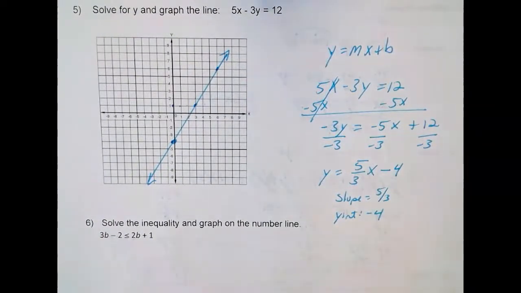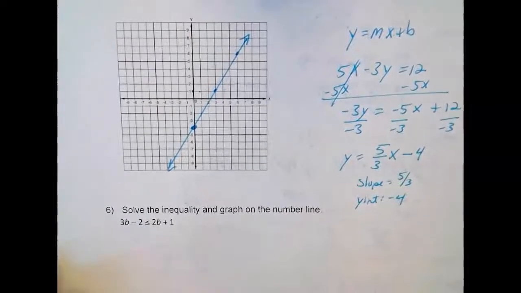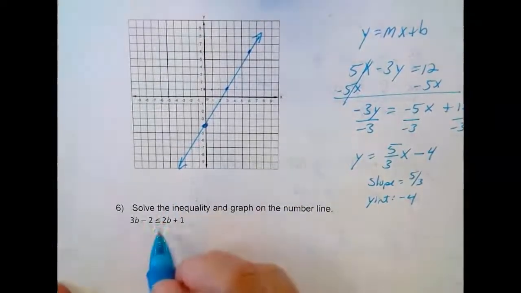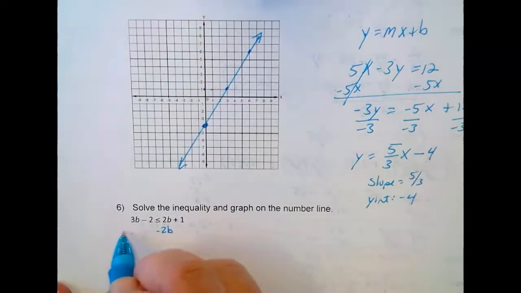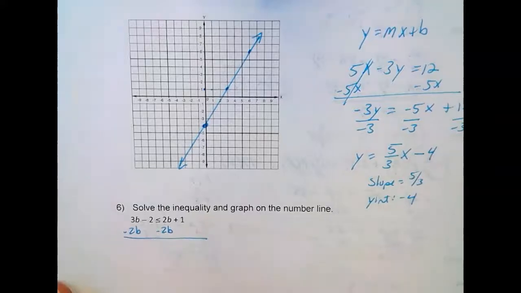Number 6, solving inequalities. We want to get the b's on the same side, so I'm going to subtract 2b from both sides. B minus 2 is less than or equal to 1. Then I'm going to add 2 to both sides and get b is less than or equal to 3. And then we're supposed to graph it.